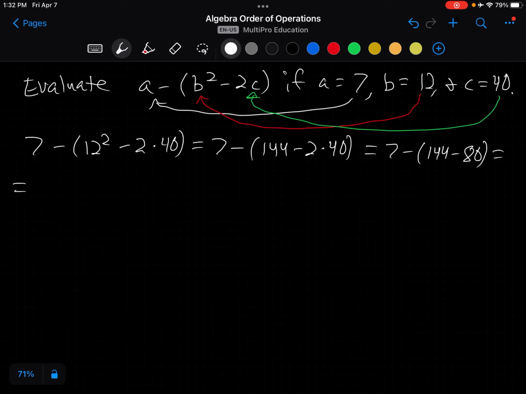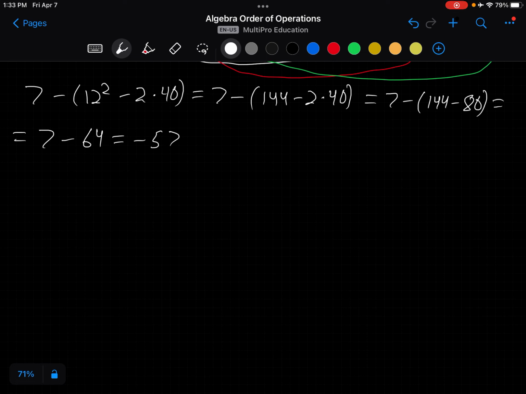Okay. Now, we have to tackle the parentheses. 7 minus 144 minus 80 is 64. Okay. And now we have nothing left but 7 minus 64, and that's minus 57. So great job there.